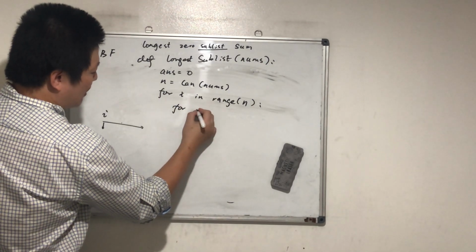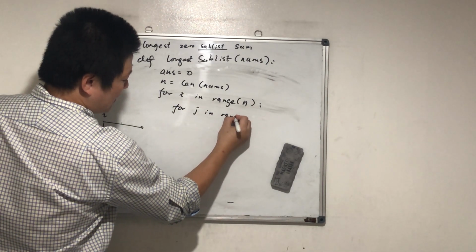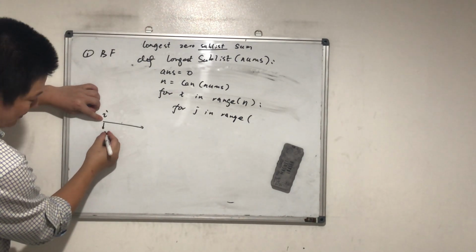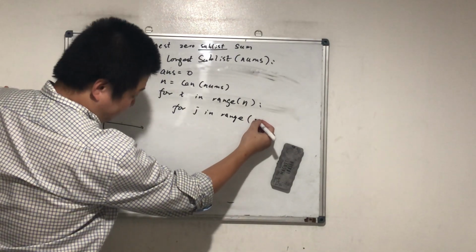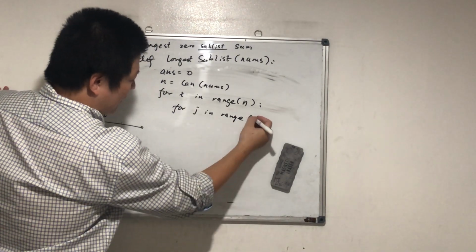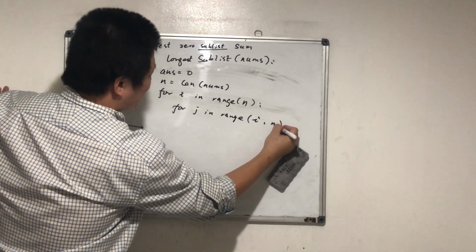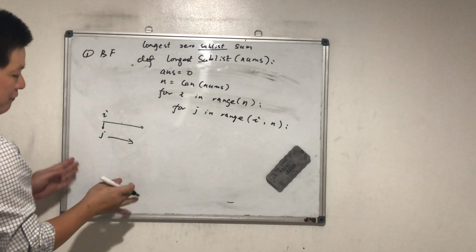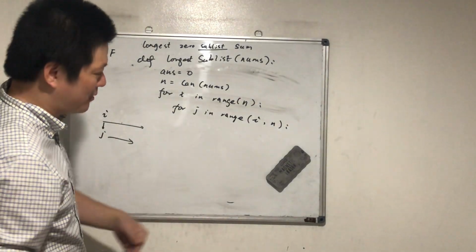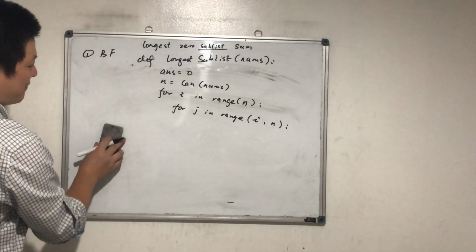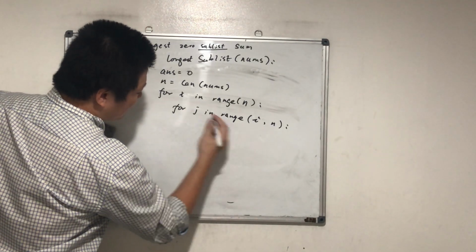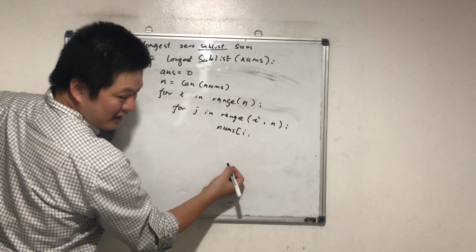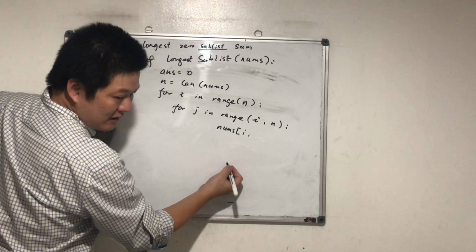When I is determined, we want to start with J, for J in range what? Come on, I is here. J will be from here to the end, right? So J in range I to N. Now I and J are the indices of the leftmost and rightmost of the sublist. So how do we calculate the sum? The sublist is nums I to J.